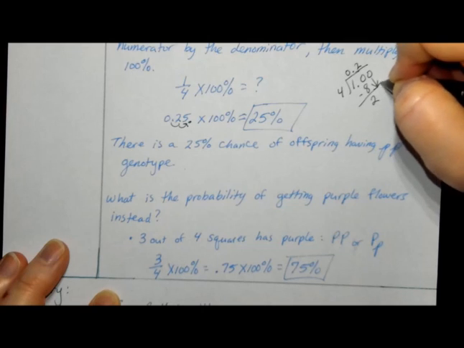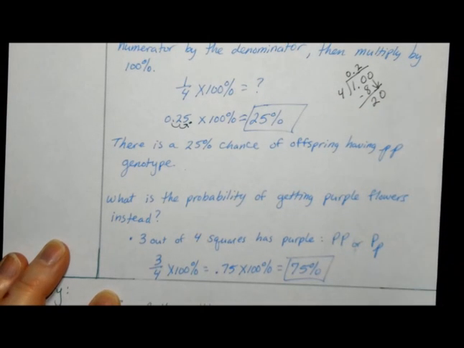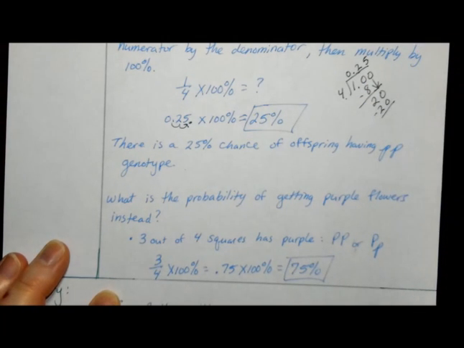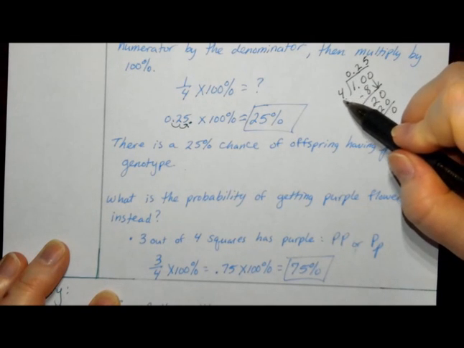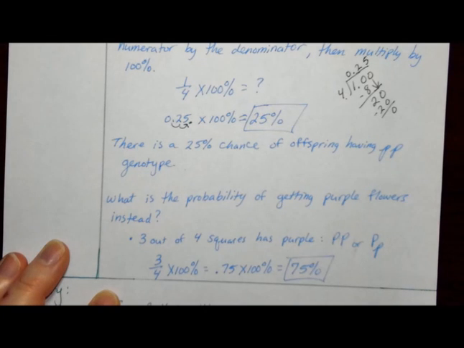I'm going to bring down this 0. How many times does 4 go into 20? It goes 5 times. 5 times 4 is 20, so I'm going to subtract 20 from 20. I get 0. So 1 divided by 4 is 0.25, or 25 hundredths.